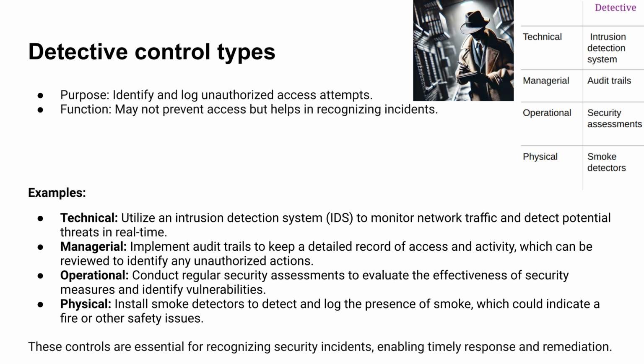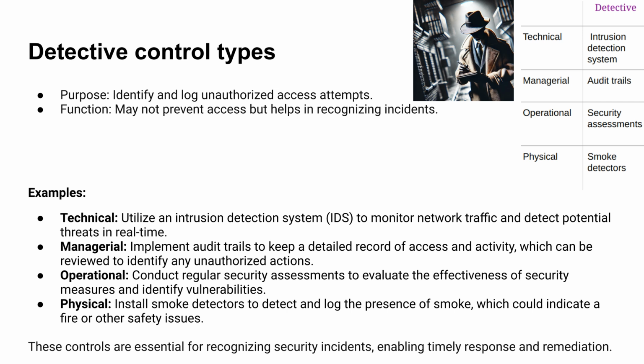Detective control types are vital for identifying and logging unauthorized access attempts. While these controls may not stop a breach from occurring, they are essential for recognizing incidents and gathering critical information for further investigation. For example, an intrusion detection system (IDS) is a key detective control that monitors network traffic and alerts the system security team to any suspicious activities.